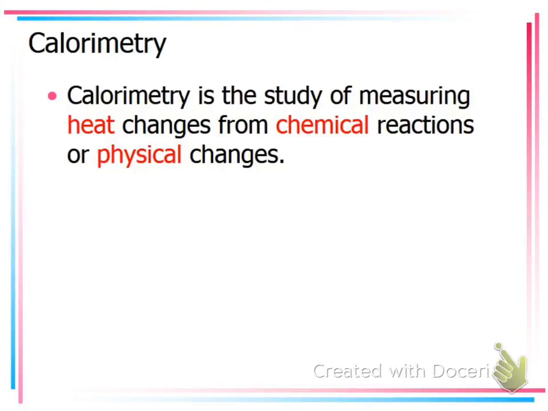Calorimetry is the study of measuring heat changes from chemical reactions or from physical changes. Back on the lab tables, you see those little silver cylinder looking things? Those are your calorimeters. Okay? There's all kinds of calorimeters. The simplest kind is a coffee cup calorimeter, which is basically taking 2 coffee cups and putting them together, and now you have a coffee cup calorimeter.